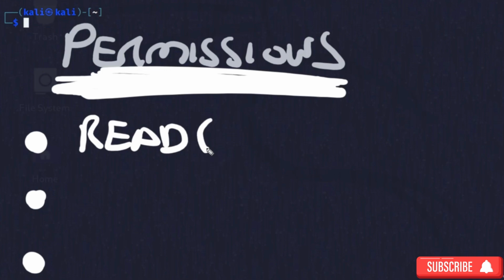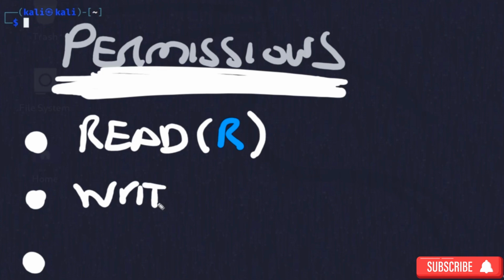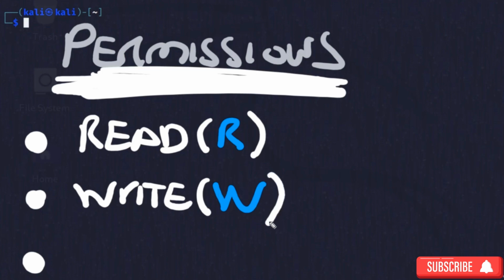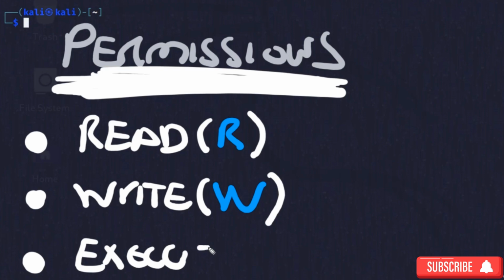And this is usually represented by an R. And then the second permission type is write. Right, so we've got a W for that. And then finally we have execute. And this is represented by an X, like so.